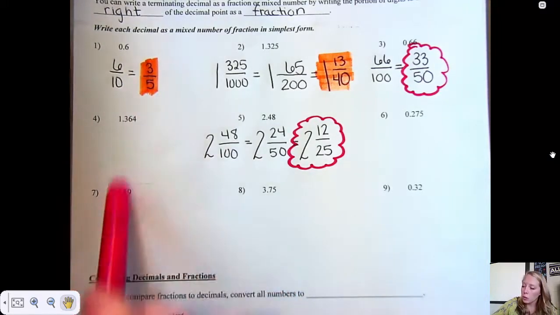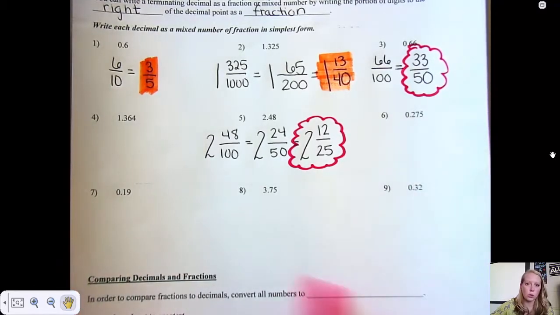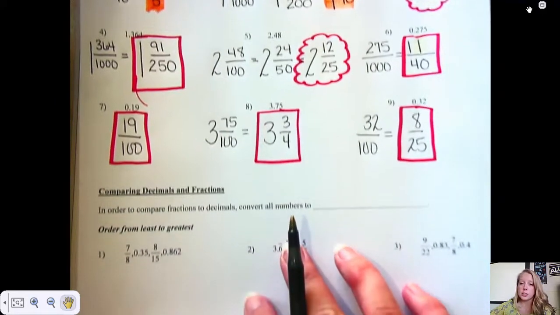You try the remaining 5 problems that kind of make a U here, a horseshoe for the Colts. Pause the video, check your 5 answers. I've put boxes around the 5 that you need to check, and if you need more time, pause the video now, because we are going on to comparing decimals and fractions.